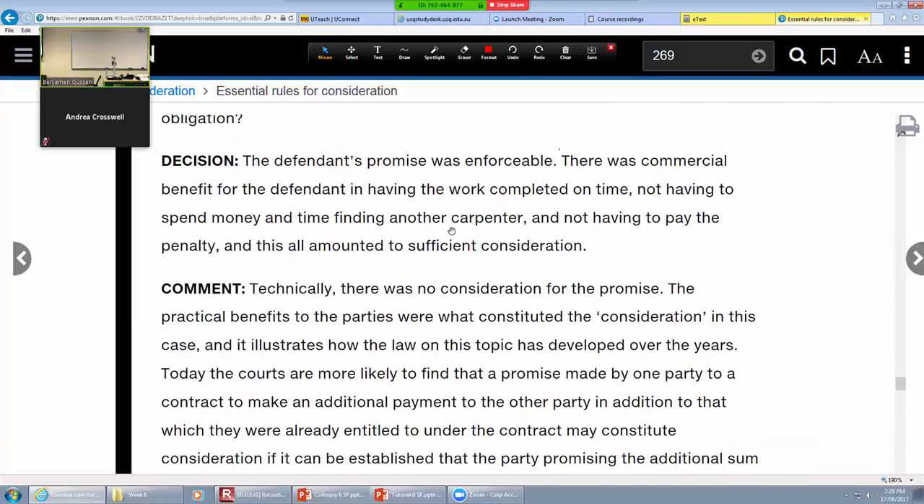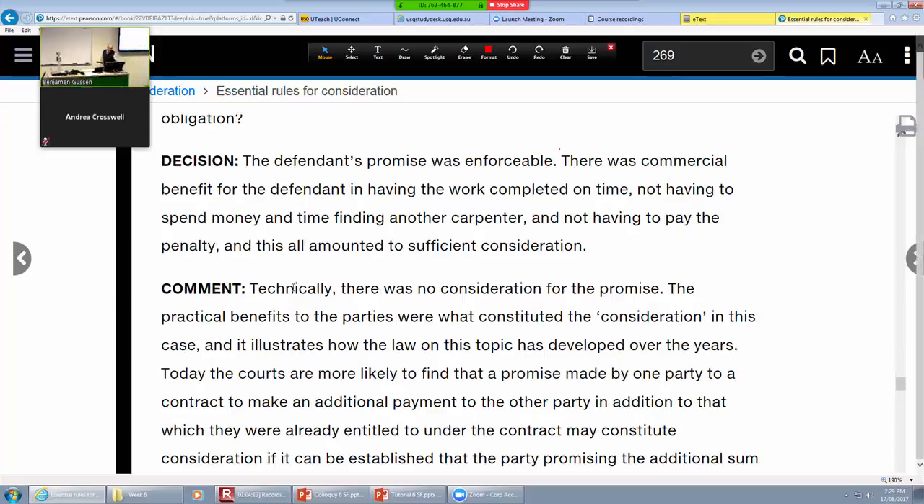The defendant's promise was enforceable, they said. Why? There was commercial benefit. Remember the detriment? For the defendant in having the work completed on time, so you don't have to pay the penalty. Not having to spend money and time finding another carpenter, and not having to pay the penalty, and this all amounted to sufficient consideration. So they said you have to pay him the extra money, because by that promise, Williams bought that promise from you by saving you the detriment of the time that it takes to find someone else, and of course, the penalty that you would have to take.